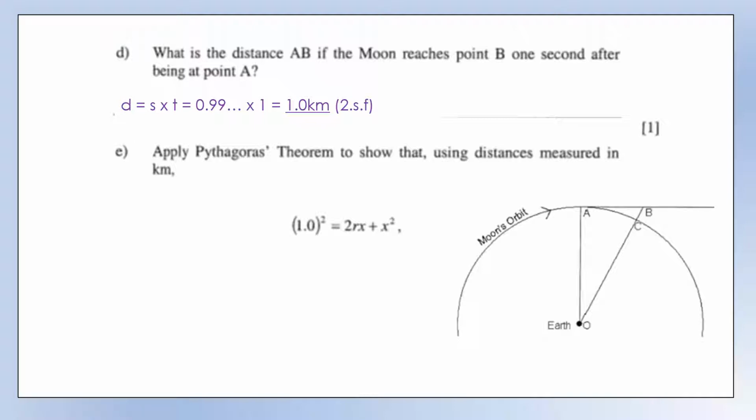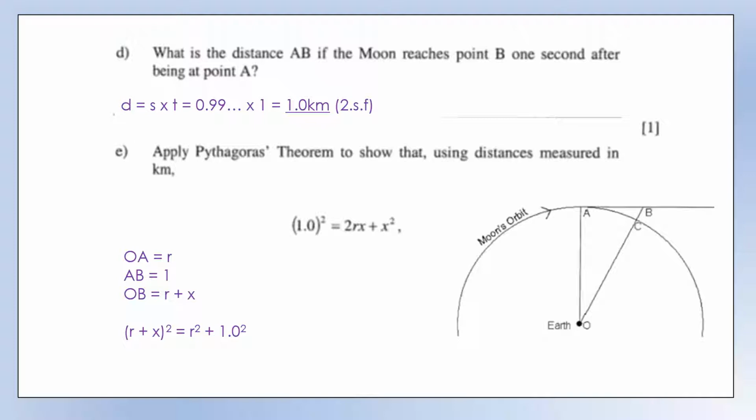So you'll notice that we formed a right-angled triangle. So OA is the radius, the 384,000 kilometers. AB is 1 kilometer there. So essentially what you can do is get an expression for the hypotenuse.